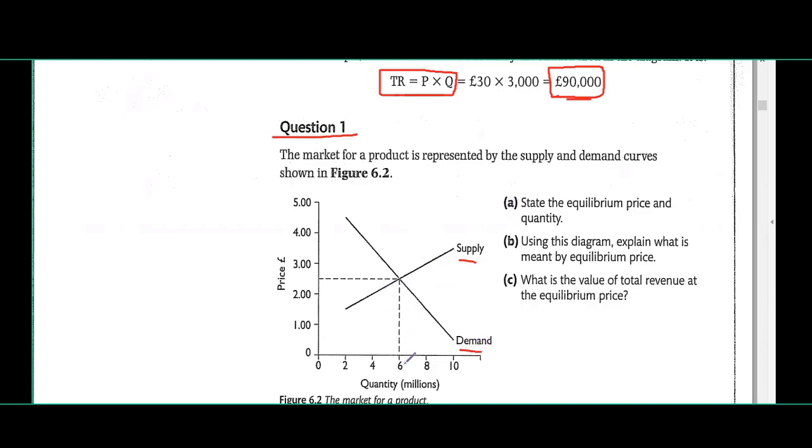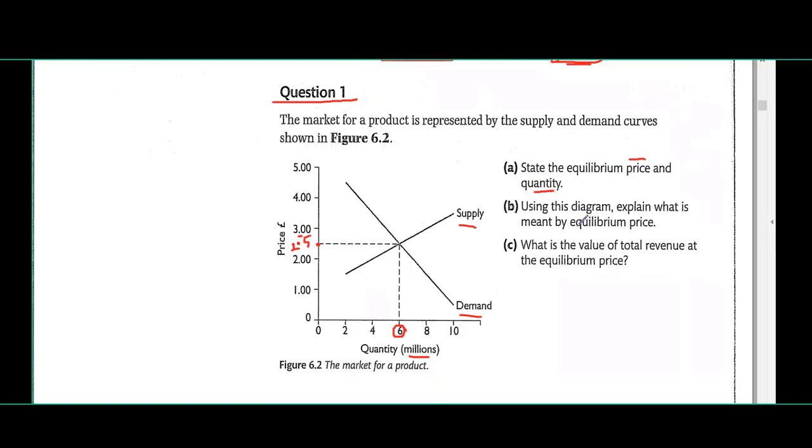Firstly, the equilibrium quantity is given. It is 6 million. And equilibrium price is, this is 3 and this is 2. So that value is in between 2 and 3. It should be 2.5 pounds. So that 2.5 pound is your equilibrium price and 6 million is your equilibrium quantity. So state the equilibrium price and quantity. Just mention them. Equilibrium price is 2.5 pound and quantity is 6 million.